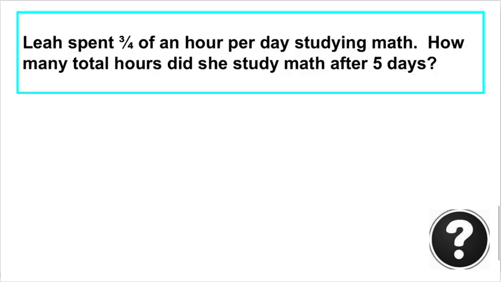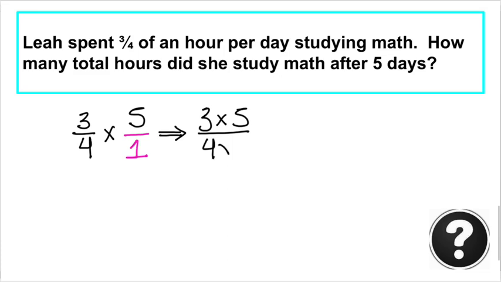For our second example, it states Leah spent 3/4 of an hour per day studying math. How many total hours did she study math after 5 days? So this one's interesting because we have a fraction and we have a whole number. Remember, when you're given a whole number, to turn it into a fraction, you just place a 1 in the denominator. And then from here, you follow our same steps of multiplying numerator times numerator and denominator times denominator.